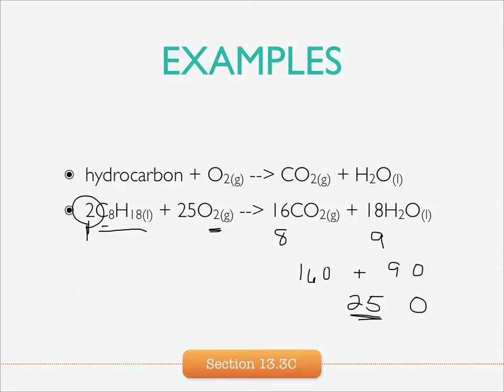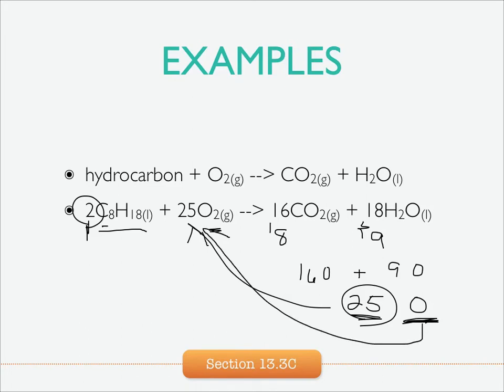So you put a 2 there. You can put the 25 here now. This becomes 16. This one becomes 18. This happens half the time, because half the time you come out with an odd number for oxygen. When you come out with an odd number for oxygen, you have to double it because oxygen is always O2. So just expect this.